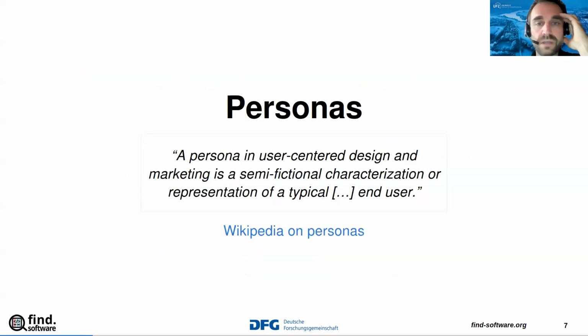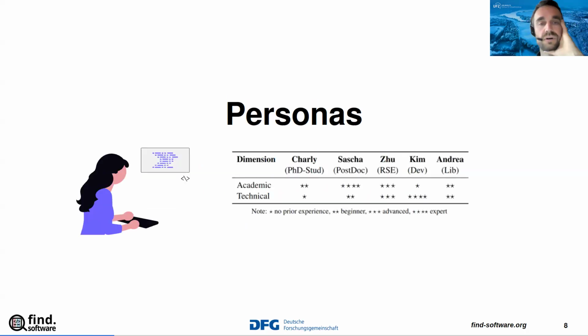So personas. I mean, you probably know what a persona is, and so here are our personas that we came up with. We based them on the personas that we found from the NFDI, the German National Research Data Infrastructure program. So we have a PhD student, a postdoc, an RSE, then a pure developer, and a librarian. That's the five personas that we came up with.